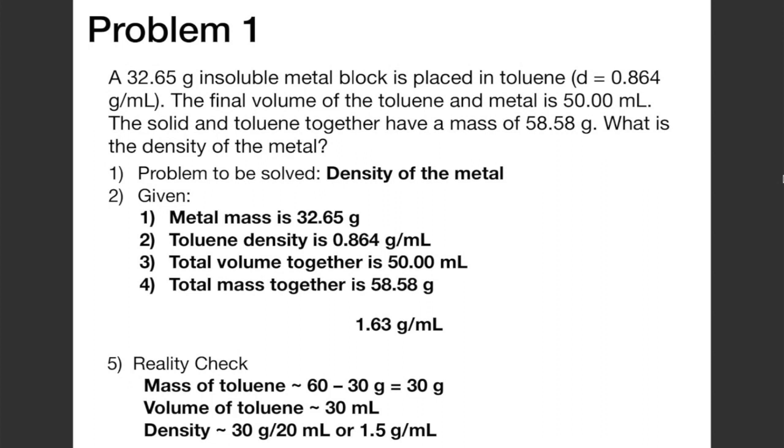We're going to approximate the density of the toluene as equal to 1 gram per milliliter, so the volume of the toluene is approximately 30 mL. The total volume of 50 minus 30 yields 20 mL for the volume of the metal. And we approximate the density by taking 30 grams over 20 milliliters and arriving at 1.5 grams per milliliter, which is close to 1.63 grams per milliliter, suggesting the answer we arrived at is the correct answer.